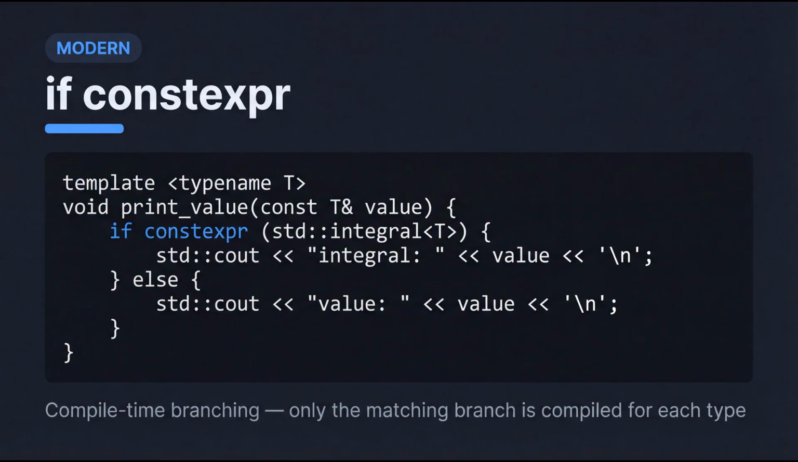When you call print_value with an int, only the first branch exists in the generated code. When you call it with a string, only the else branch exists. This is powerful for keeping one generic implementation readable when only a small part of the behavior depends on the type. Without if constexpr, you'd need separate template specializations or overloads.